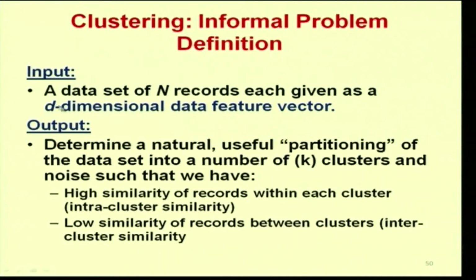So, a data set of n records, each given as a d-dimensional data feature vector. The output is a partitioning of the data set into a number of clusters and noise. High similarity records within each cluster, this is very important. For clustering, we have to look at what is called intra-cluster similarity and inter-cluster similarity. The meaning of this is, if you have two data coming in the same cluster, then within that cluster the similarity should be very high, and if the two data come in different clusters, then the similarity between the two clusters should be very low.